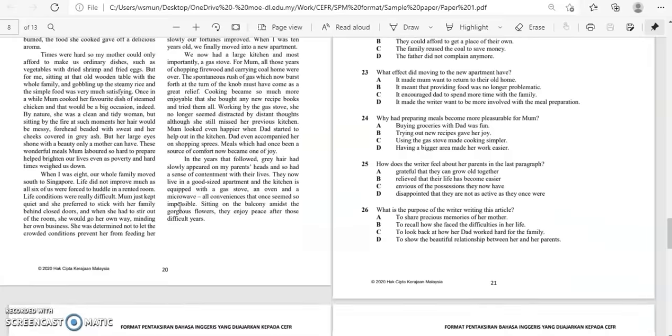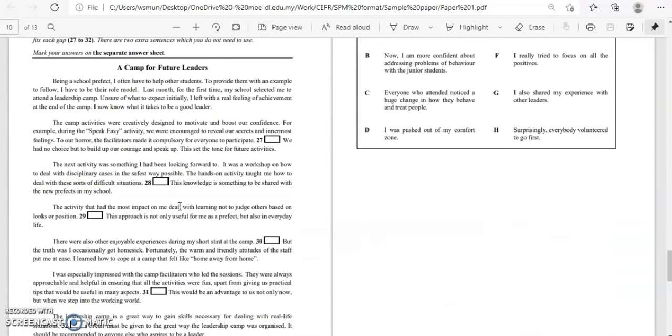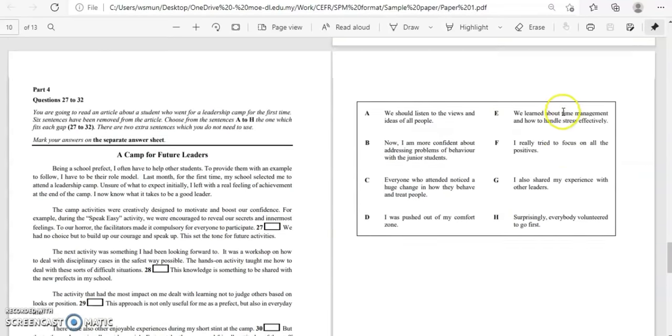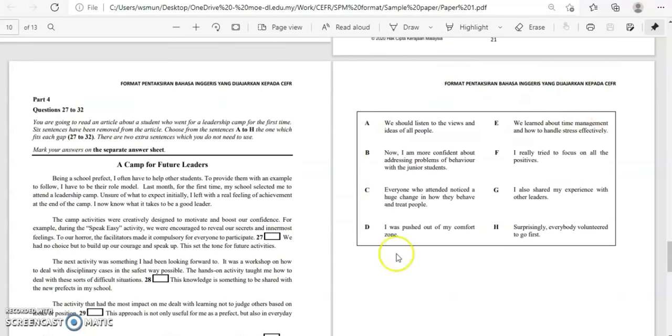Let's proceed to part 4. In this part, you need to read a text that has 6 sentences being removed, and you have to choose the sentences from here to fit in the gaps in the text. And there are 8 choices here, which means there are 2 extra sentences that do not belong to the text. These are just to distract you and make the task more challenging.